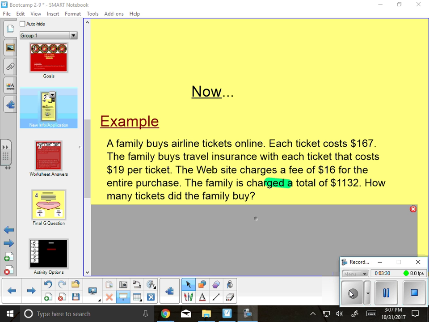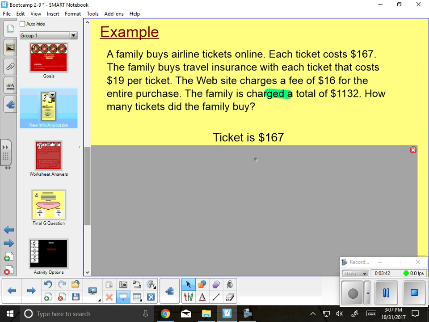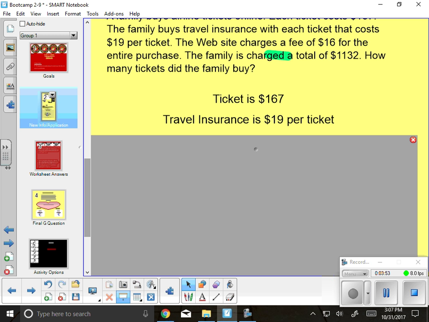When solving any word problem, I personally like to write out all of the information that I have, so I can make sure that I'm applying each piece to the problem and solve it completely and fully. So first I'm going to write down that the ticket is $167. I need to know this so I know that our base price is $167, because we want to know how many tickets. So this is definitely a first start. Second, travel insurance is $19 per ticket. Again, we don't know how many tickets, but we want to make sure we have this because this is going towards our total price.